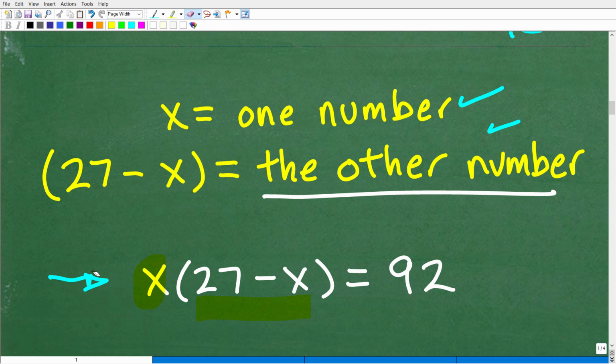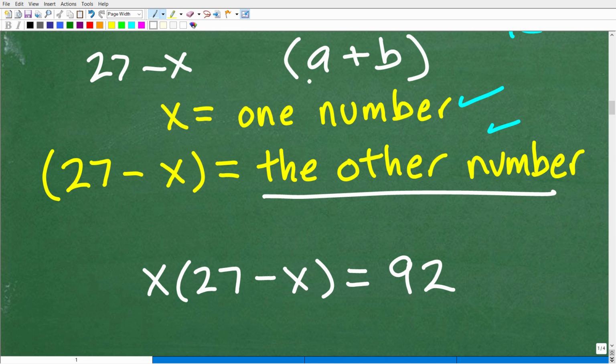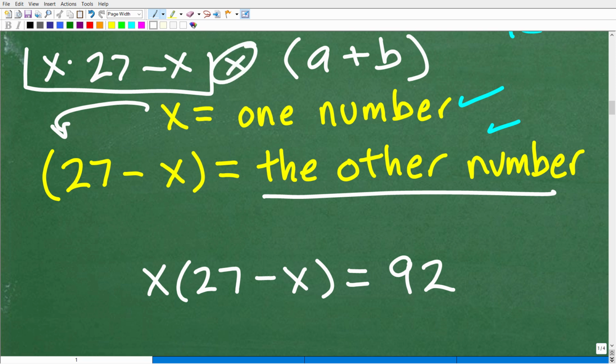Now, one thing here to really pay attention to is that I'm using parentheses. I could just write 27 minus x, but notice that I am using parentheses around this difference. Anytime in algebra you have a sum or difference, something like a plus b, put parentheses around it. This is going to be really important because here I'm multiplying x times 27 minus x. If you write it without parentheses, you're going to forget to use the distributive property. That expression would mean x times 27, which is 27x, minus x. This is going to give you the wrong answer.